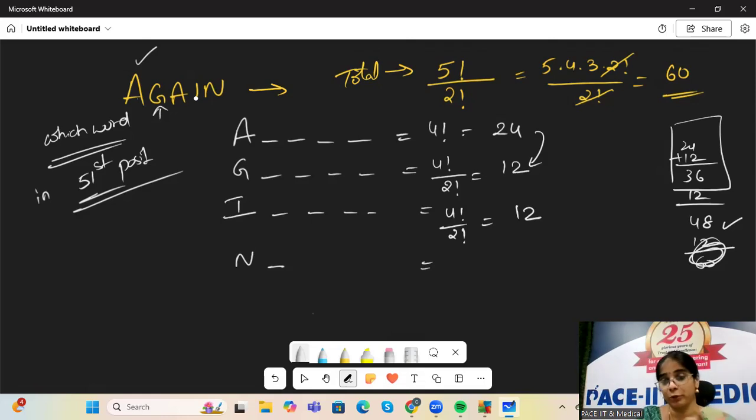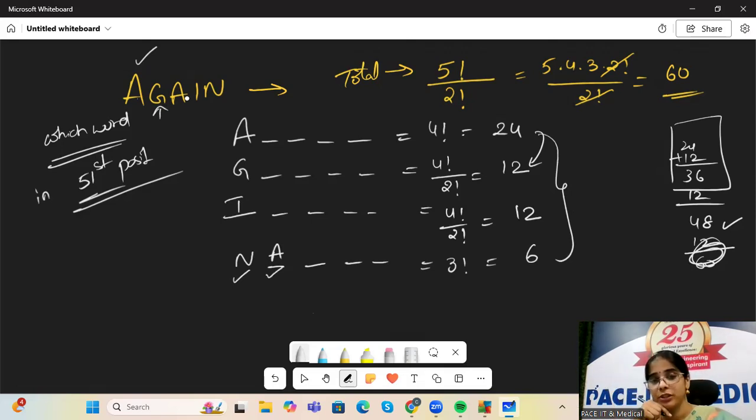Now, when you're opening up your next position, that also begins with alphabetical order only, right? So I am fixing on N and A. I am left with 3 letters here, and with A, the 3 remaining letters are G, A, I. All 3 are distinct. That is 3 factorial, that is 6. Now what is the sum of all this? If I add 6 to that, 48 plus 6, I'm going to the 54th position.